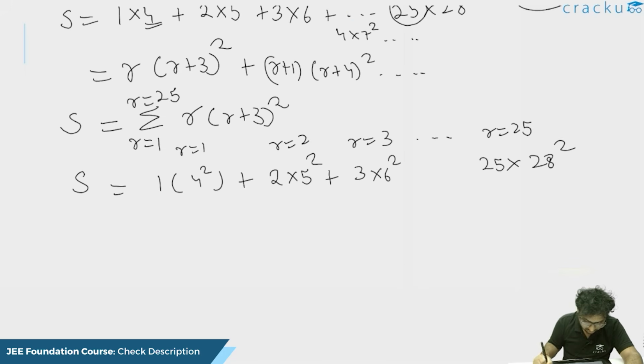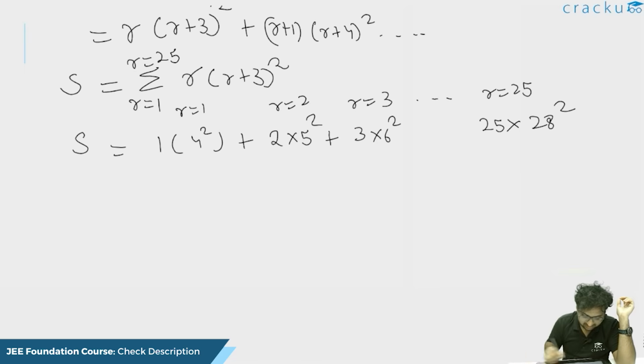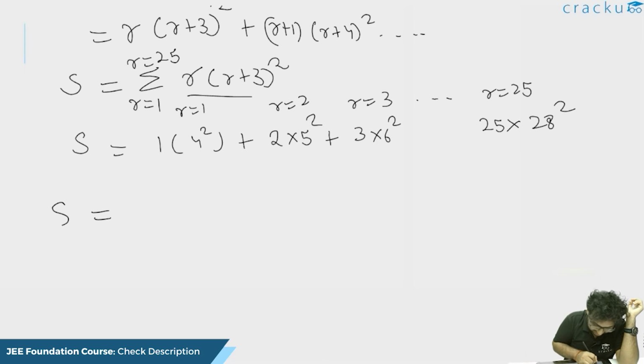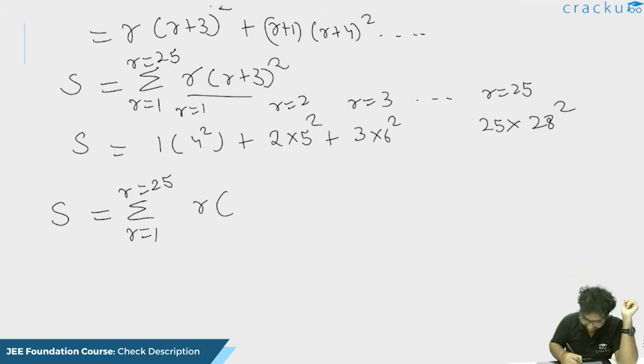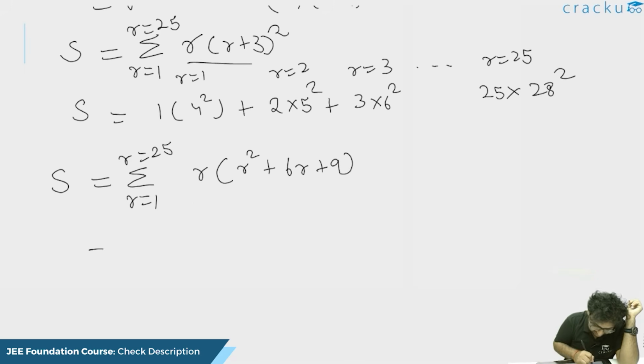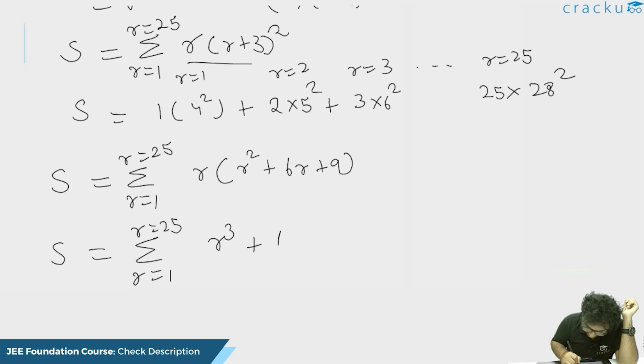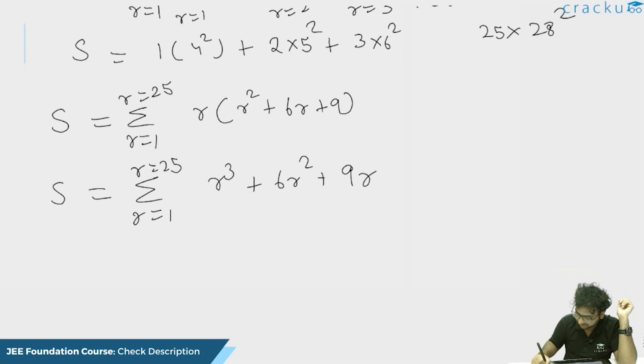So what I will do, I know sum of first n terms or sum of first n square terms or n cube terms. So let us simplify this. So this is S equal to sigma r equal to 1 to r equal to 25 into r square plus 3 2s are 6r plus 9. So S equal to sigma r equal to 1 to 25 of r cube plus 6r square plus 9r. So this can go separately.